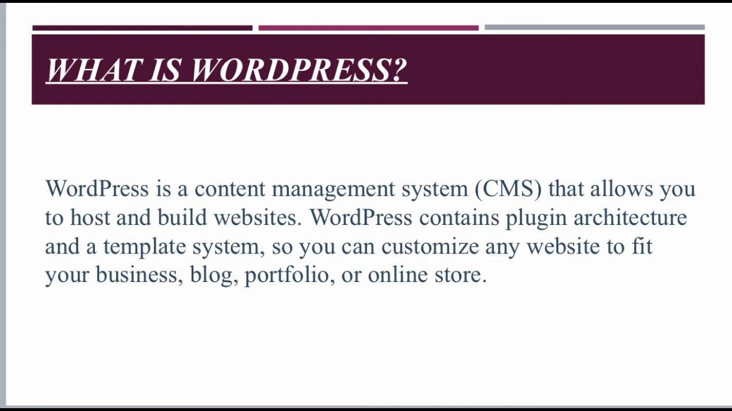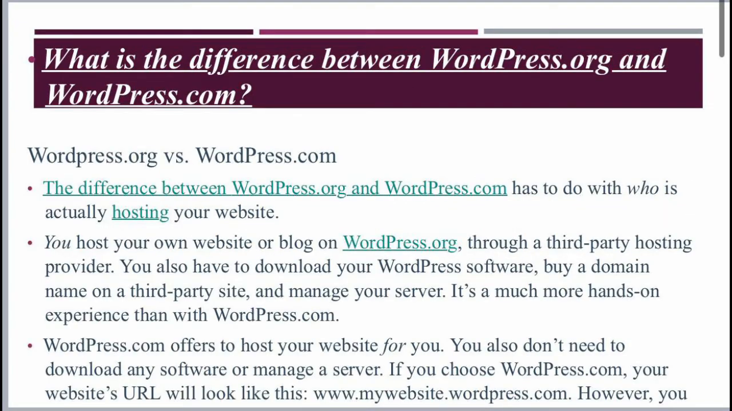What is the difference between WordPress.org and WordPress.com? The difference between WordPress.org and WordPress.com has to do with who is actually hosting your website. You host your own website or blog on WordPress.org through a third party hosting provider. You also have to download your WordPress software, buy a domain name on a third party site, and manage your server. It's a much more hands on experience than with WordPress.com.